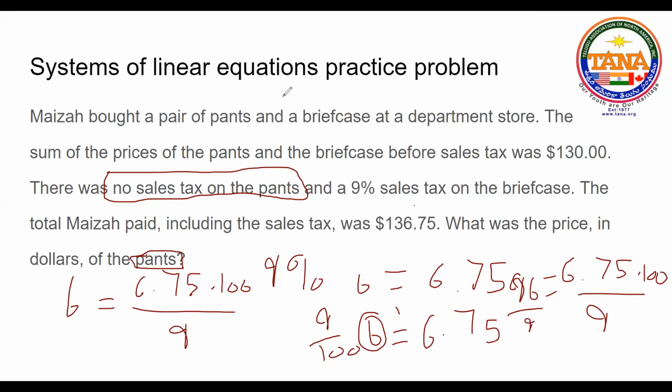Wouldn't the answer be 55 because we're solving for the pants and not the briefcase? Yeah, that is the answer. This is just what the briefcase is, because that's what someone asked beforehand.